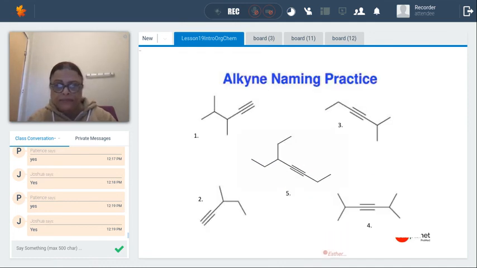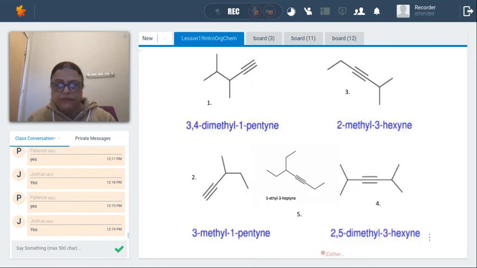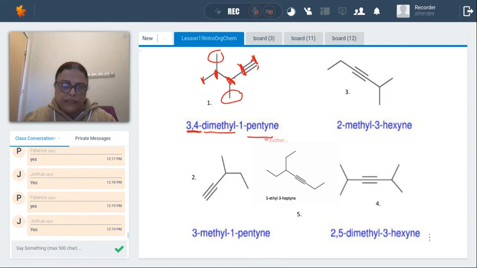Practice. 1, 2, 3, 4, 5. And you have the numbers here. This will be 1, 2, 3, 4, 5. So we have the substitution at position 3 and at position 4. This will be 3,4-dimethyl-1-pentyne. Why? Because the longest chain that includes the triple bond has 5 carbons. 1, 2, 3, 4, 5. Capiche?